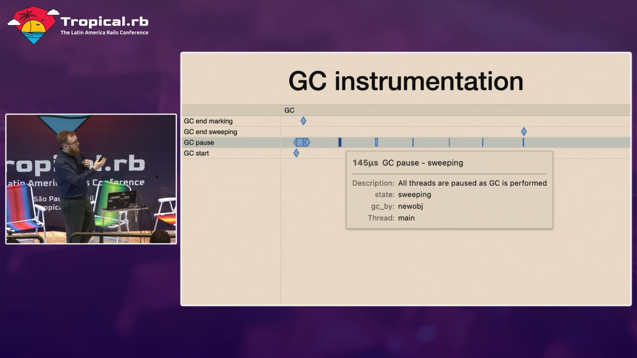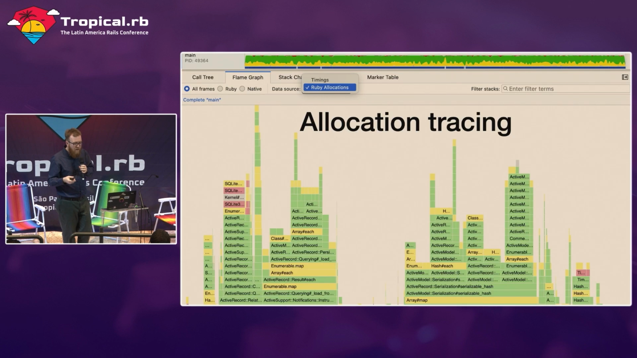And if the garbage collector is taking a great deal of time, we can do allocation tracing. Vernier supports doing allocation tracing at the same time as timing. We don't have it on by default because it adds a little bit of overhead, but you can record in the same file both the time things took and the number of objects each method took. So if you're seeing too much garbage collection, you can solve it with this.